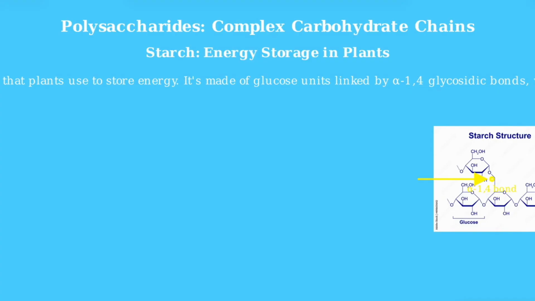Starch consists of glucose molecules linked together by alpha-1,4 glycosidic bonds, forming long chains. Some starch molecules also have alpha-1,6 branches, creating a slightly branched structure that allows for efficient energy storage and release.